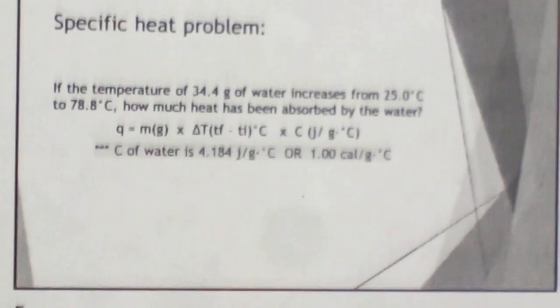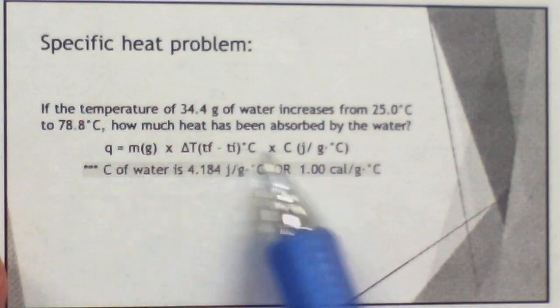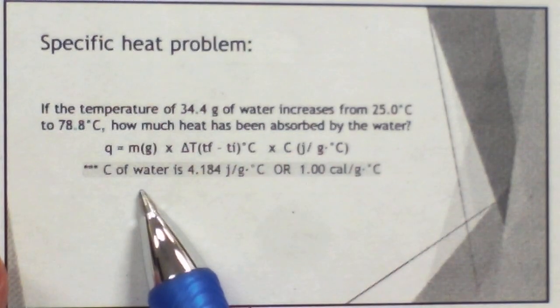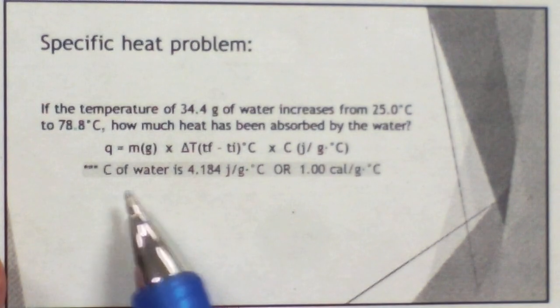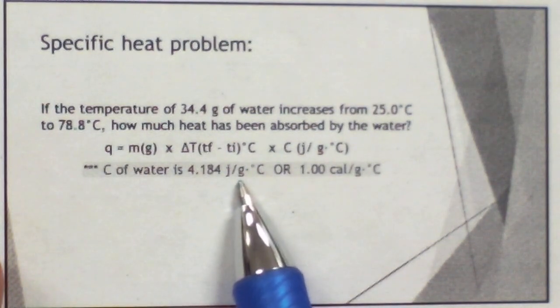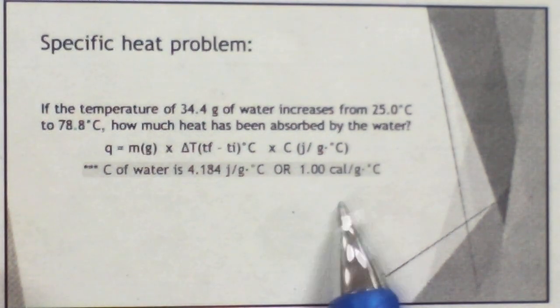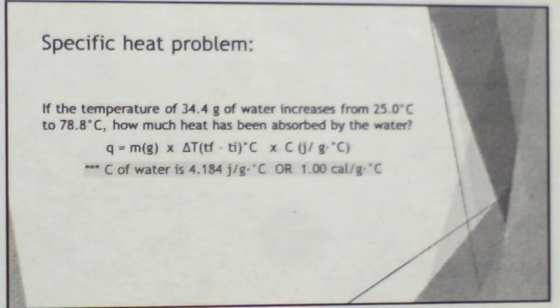Here is your specific heat problem. Now, I'd like you to write this problem down, write down the formula, and then the highlighted portion here, see this? Specific heat of water, 4.184 joules per gram degree Celsius, or 1.00 calories per gram degree Celsius. Those need to go on your periodic table. So I'm giving you time to put them on your periodic table, those two specific heats of water, all right? And then I'm going to do this problem for you, and then we have a sample problem for you to do, okay?